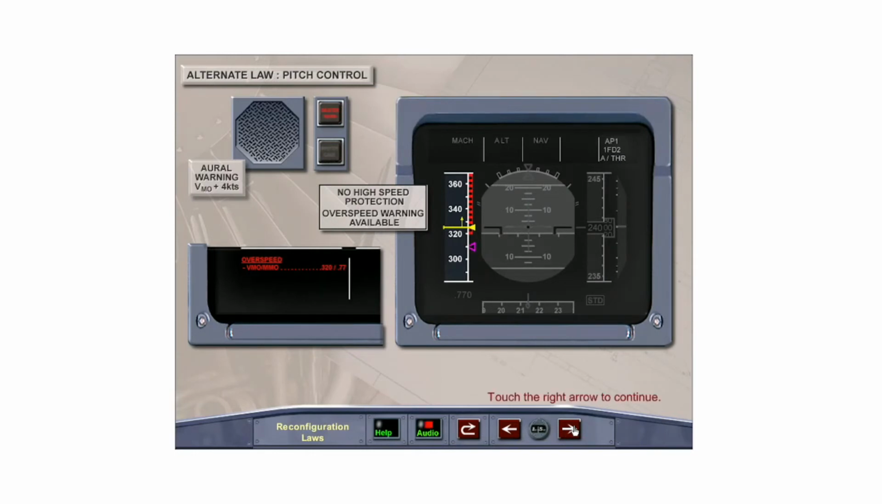Because of the lack of high-speed protection, and to give the pilot more time to react to an overspeed condition, the high-speed envelope is further reduced to 320 knots, Mach 0.77. The system introduces a nose-up demand to avoid excessive speed, but may be overridden by the pilot. This limitation is displayed on the PFD speed scale by the black and red VMO strip. In addition, there is an oral overspeed warning at VMO plus 4 or MMO plus 0.006.